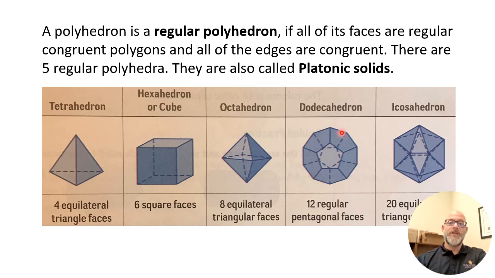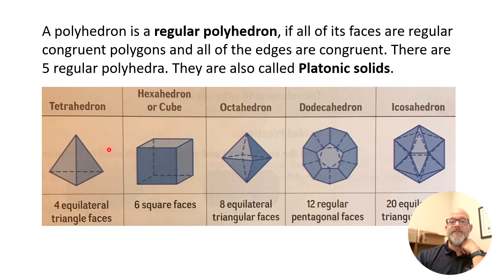Well, a polyhedron is a regular polyhedron if all of its faces are regular, congruent polygons, and all of its edges are congruent. Do you remember what a regular polygon is? Equiangular, equilateral, convex. So that means that these right here are equilateral triangles. These right here are equilateral quadrilaterals called squares, right? Equilateral triangles. So you see these various shapes that we've got going on.